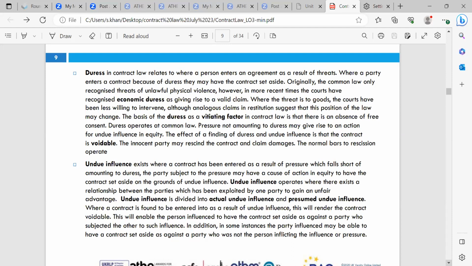Undue influence is divided into actual undue influence and presumed undue influence. Where a contract is found to be entered into as a result of undue influence, this will render the contract voidable. This will enable the person influenced to have the contract set aside as against the party who subjected the other party to such influence. In addition, in some instances, the party influenced may be able to have a contract set aside as against a party who is not the person inflicting the influence or the pressure.